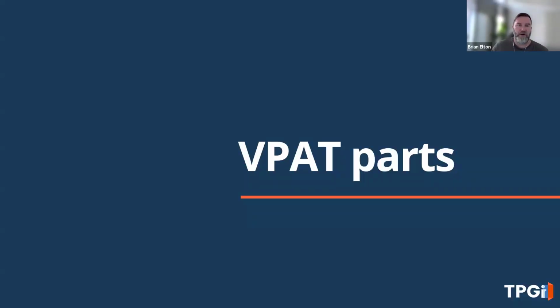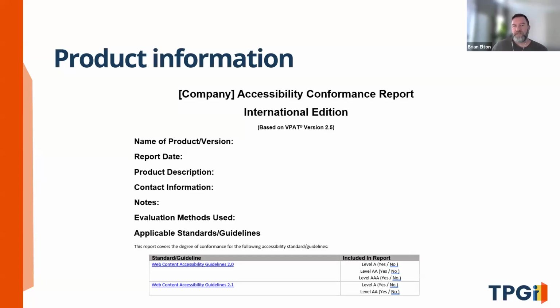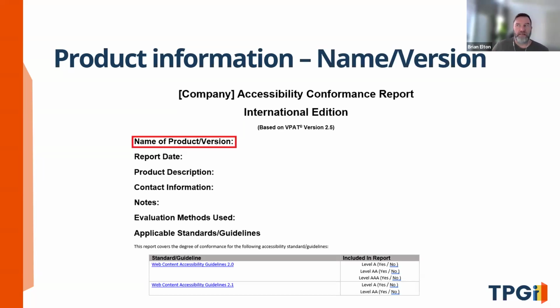So let's talk about the parts of a VPAT. A complete international VPAT has 4 sections to it. The first section is the cover page, and this outlines a bunch of important information, such as the name of the product or the version. And the version would be for something that is software-based, perhaps, where you actually have versioning.